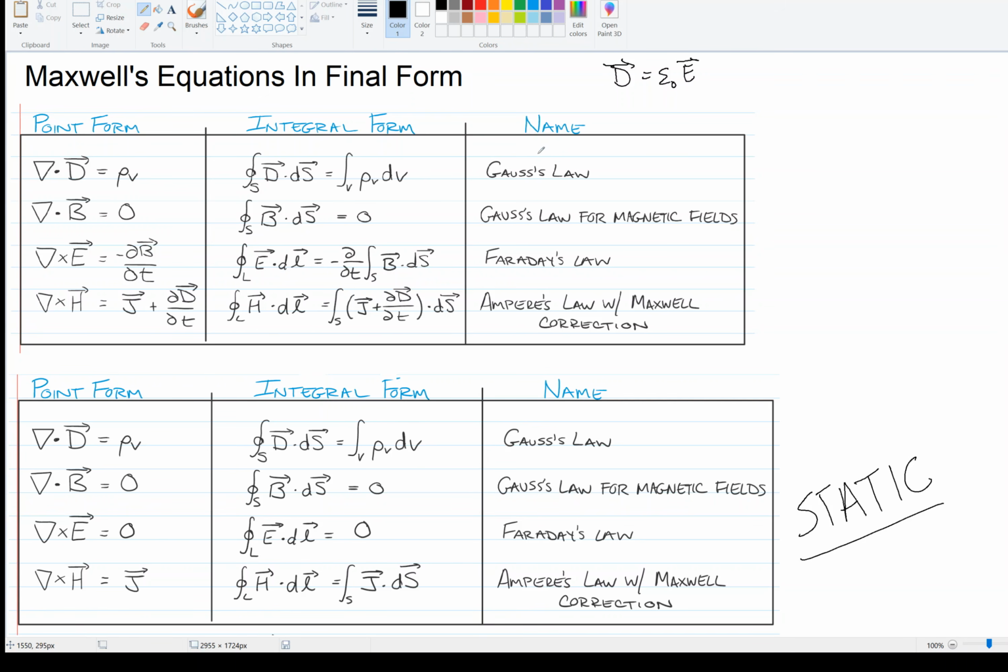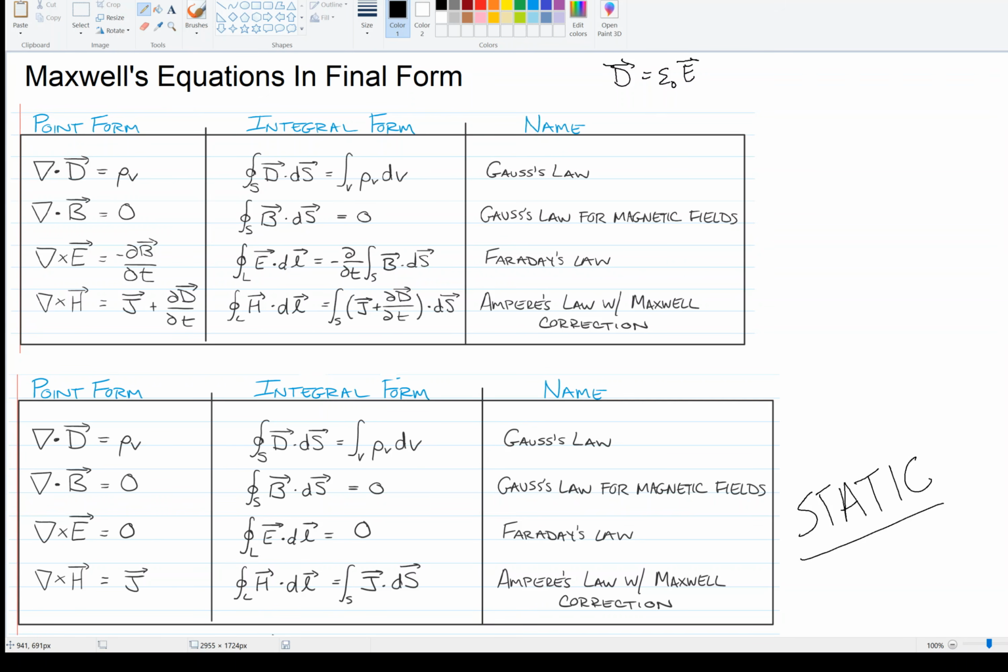The names we've been over, right? Gauss's law, then Gauss's law for magnetic fields. Monopoles do not exist. Here's Faraday's law: a change in magnetic field creates an electric field. Here's Ampere's law. With Maxwell's correction, a change in electric field, derivative of D with respect to t, creates a magnetic field.